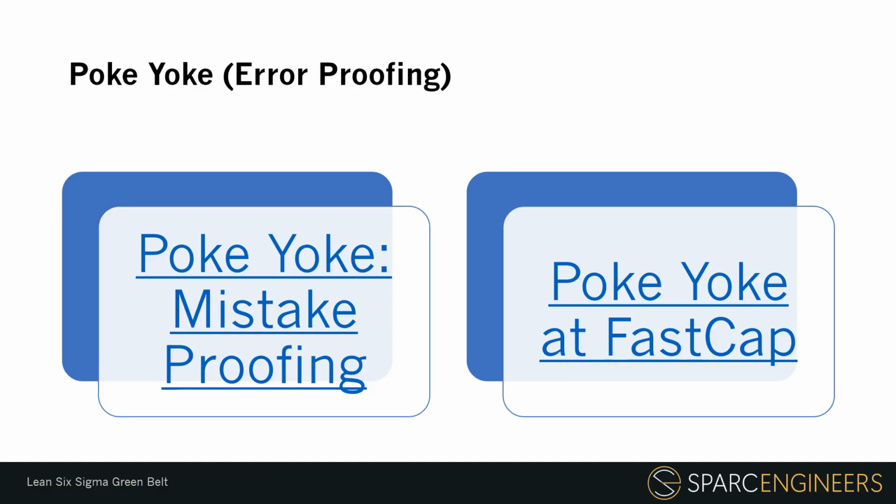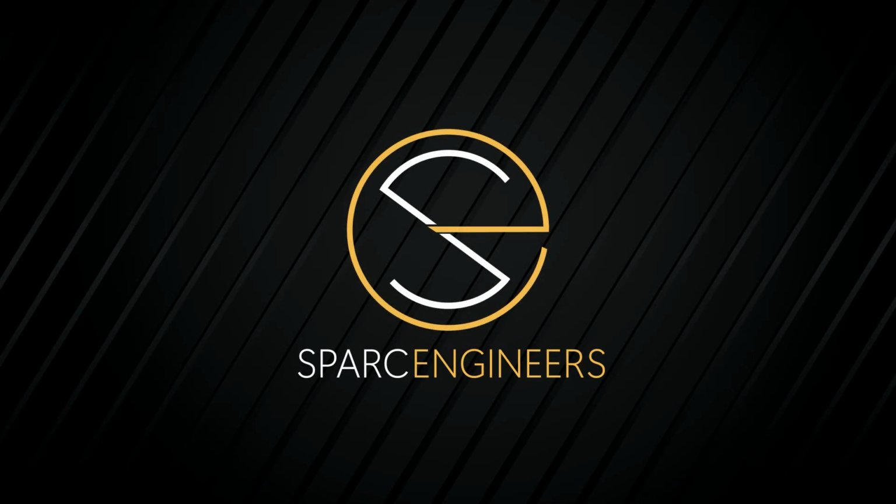Think about a process you know well. Where are errors most likely to occur? What would happen if those errors escaped? How severe would the impact be? How often do they happen? How likely are you to catch them before they affect the customer?